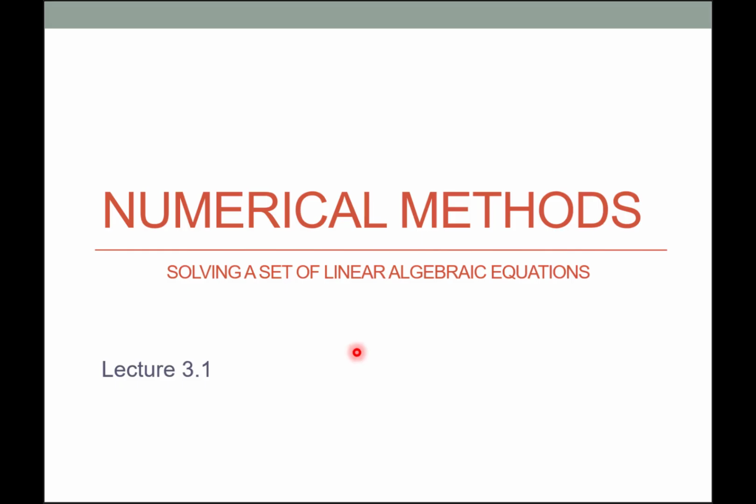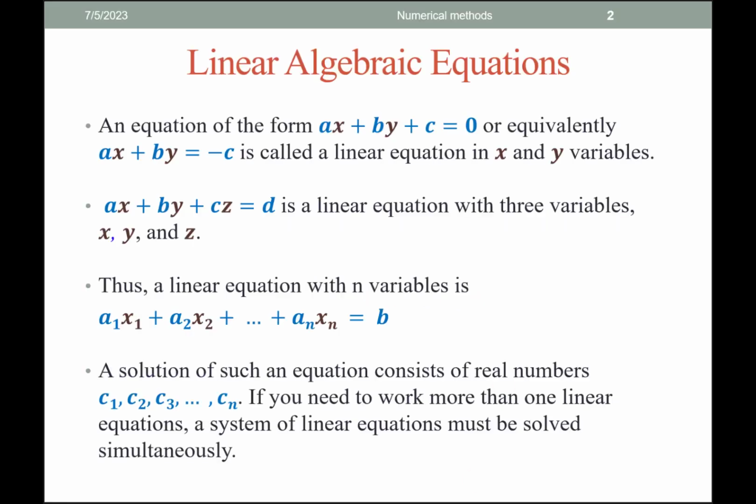So Unit 3 is focused on solving a set of linear algebraic equations. So what is a linear algebraic equation? It's basically an equation with variables, such as x, y, or x, y, z, multiplied by some coefficient. But all of these variables are always to the power of 1. Because they're to the power of 1, this is why we call it a linear algebraic equation. So you could have 2 of them, you could have 3 of those variables, or you could have many, or n number of variables.